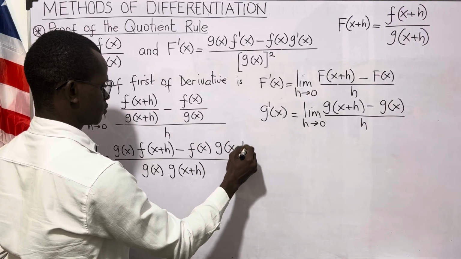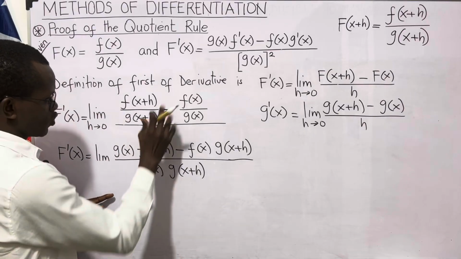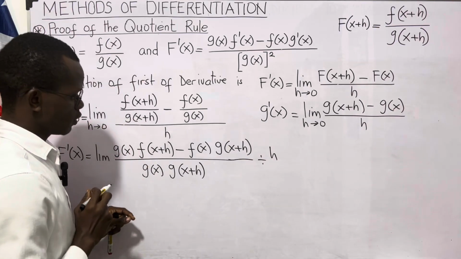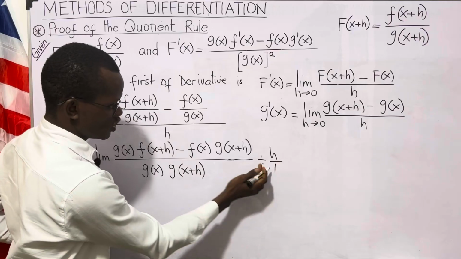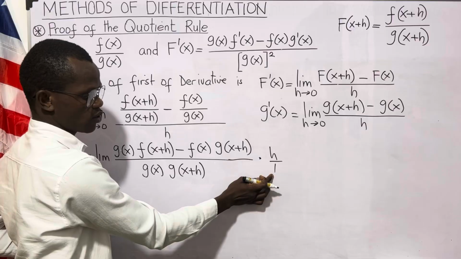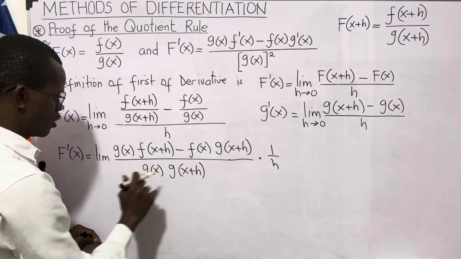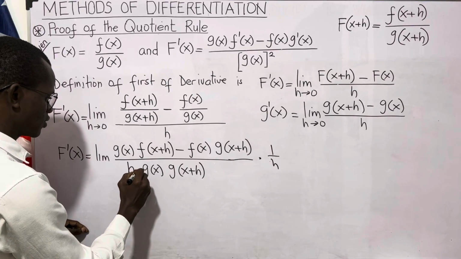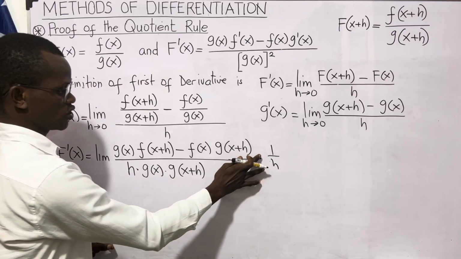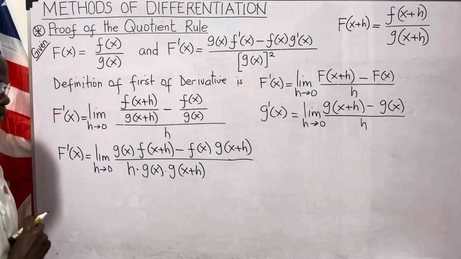g of x plus h. Now, there's a complex fraction. We have this divided by h, so it's like dividing by h, right? So what can we do? If we change this sign to multiplication, we can reciprocate this h over 1, and it will be 1 over h. If we multiply this h by this expression, we will just have h times g of x times g of x plus h, right? So this 1 over h will not be there, as h is approaching 0.